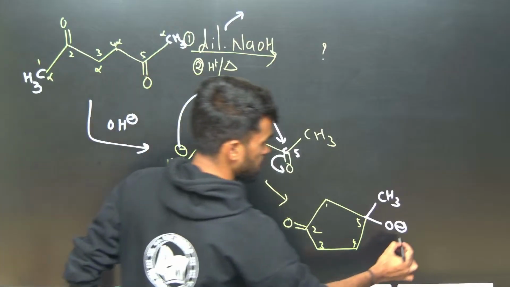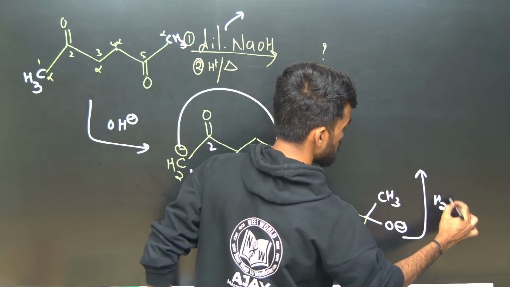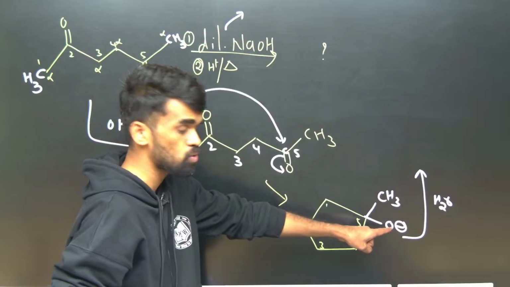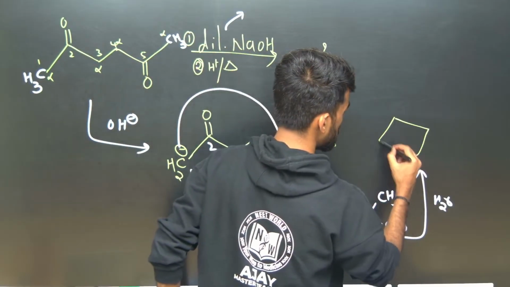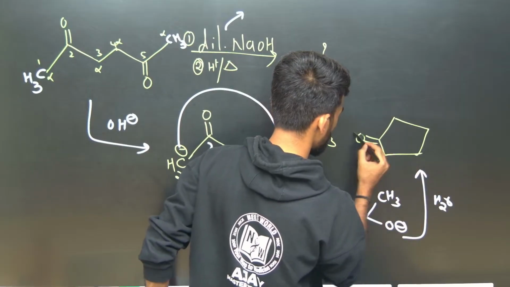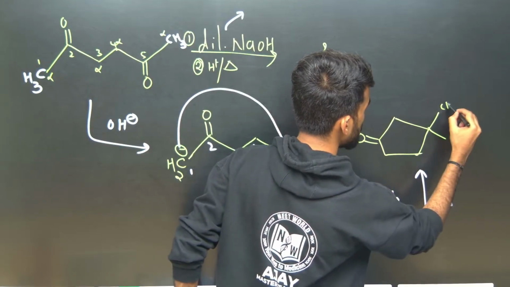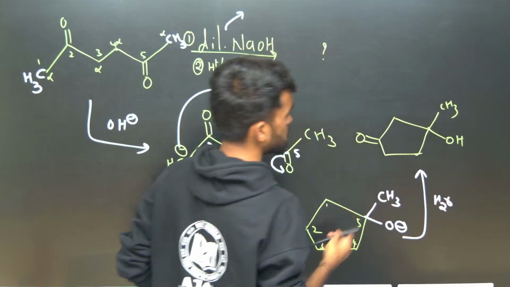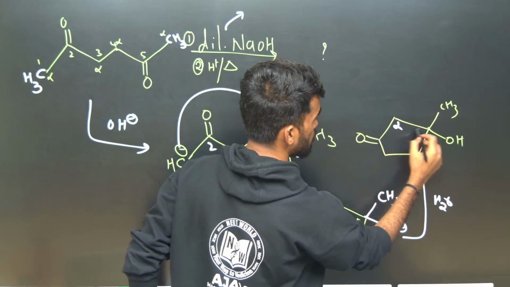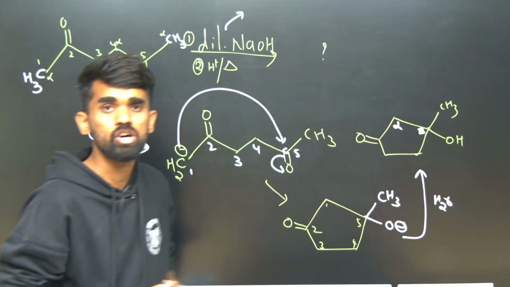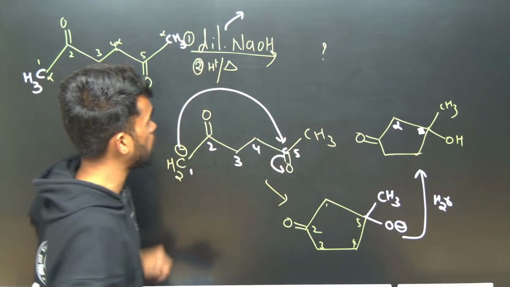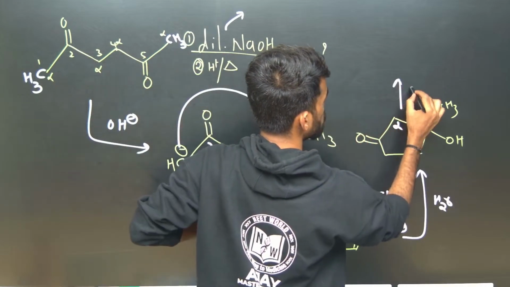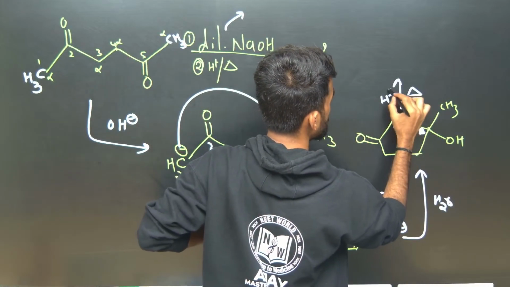Now upon hydrolysis, why am I doing hydrolysis? Because this O minus converts into OH, as a hydrogen is taken. So we will have CH3 here and OH here. With respect to this carbonyl group, this is alpha and beta, so we got a beta hydroxy carbonyl compound. Now we treat this with dilute acid under heating conditions. So heat this using acid.